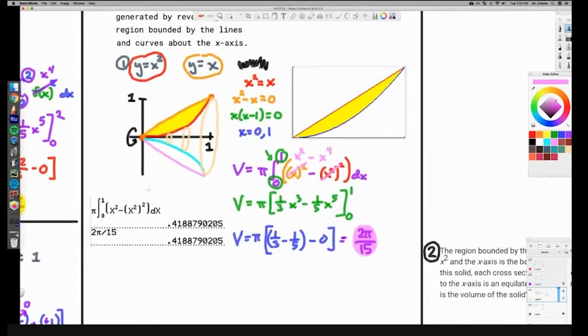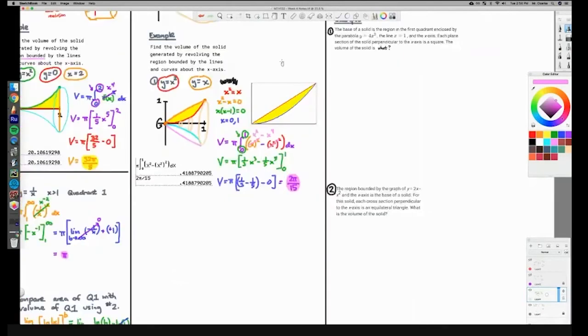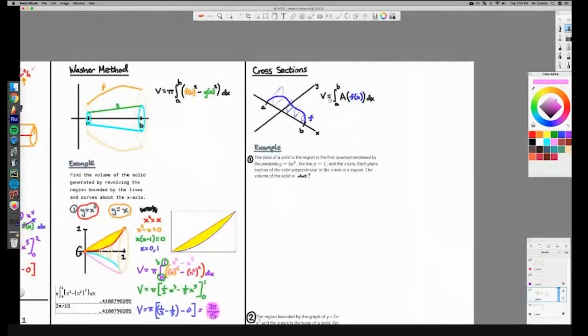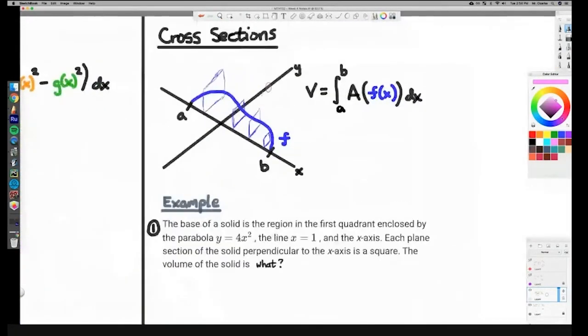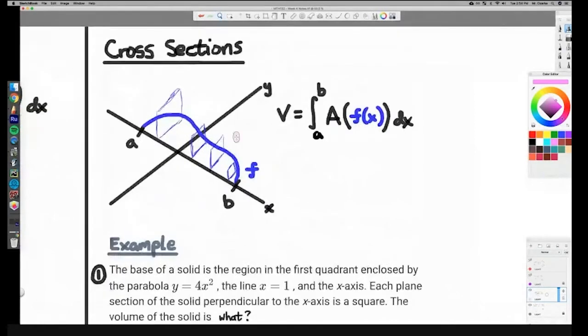All right, are there any questions on that before we get to the last part, which is probably the hardest section? Nope, you're good. Cross sections? Yeah, cross sections are a little bit brutal. Let's get this. All right, for cross sections, this is how I draw them. I advise drawing it this way.